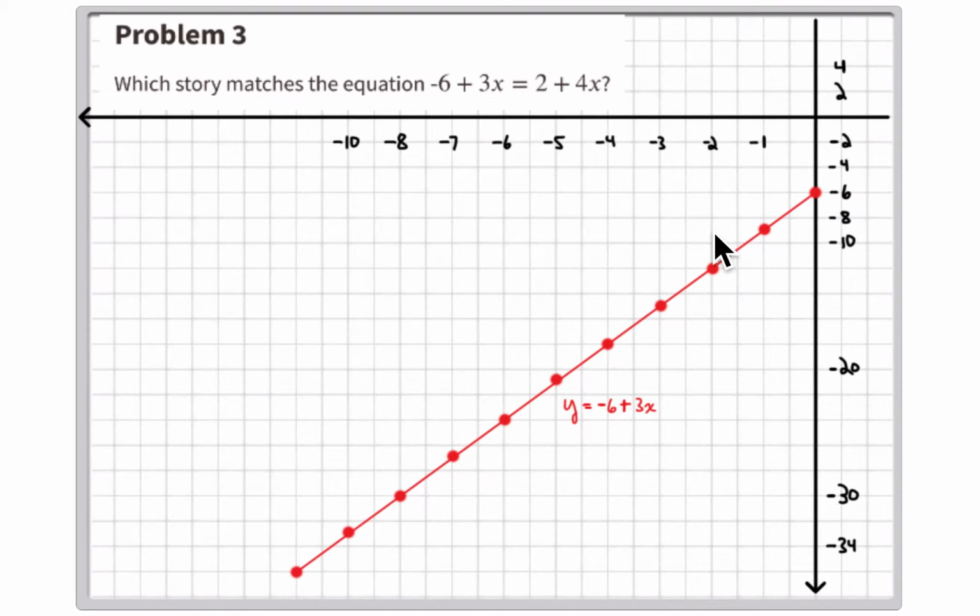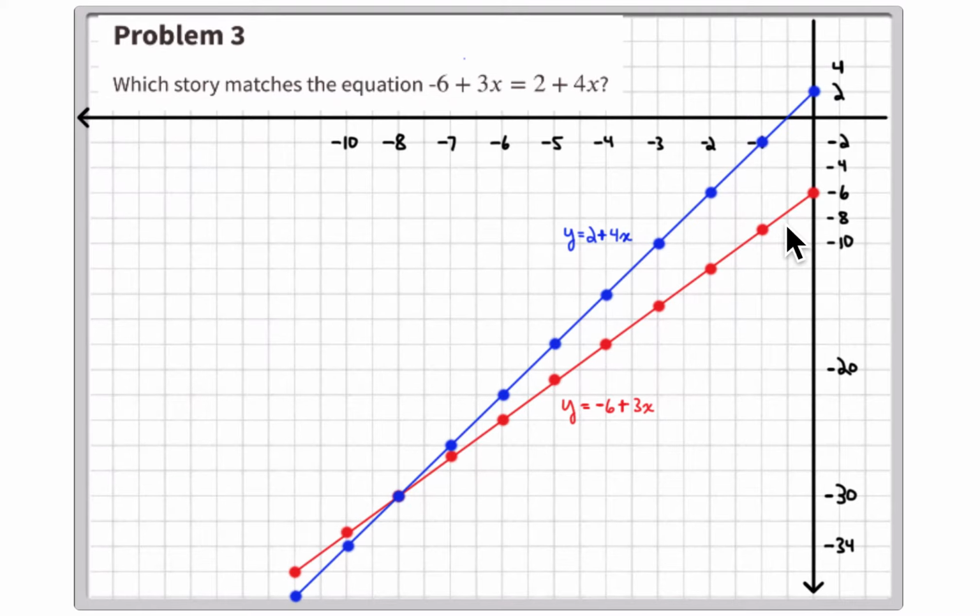1 unit left, 3 units down. So that'd be a -1 over a -3. I'm sorry, -3 over a -1, which gives you a slope of a +3. On the other hand, the other side gives you this expression and this equation. So this has a slope of +4.